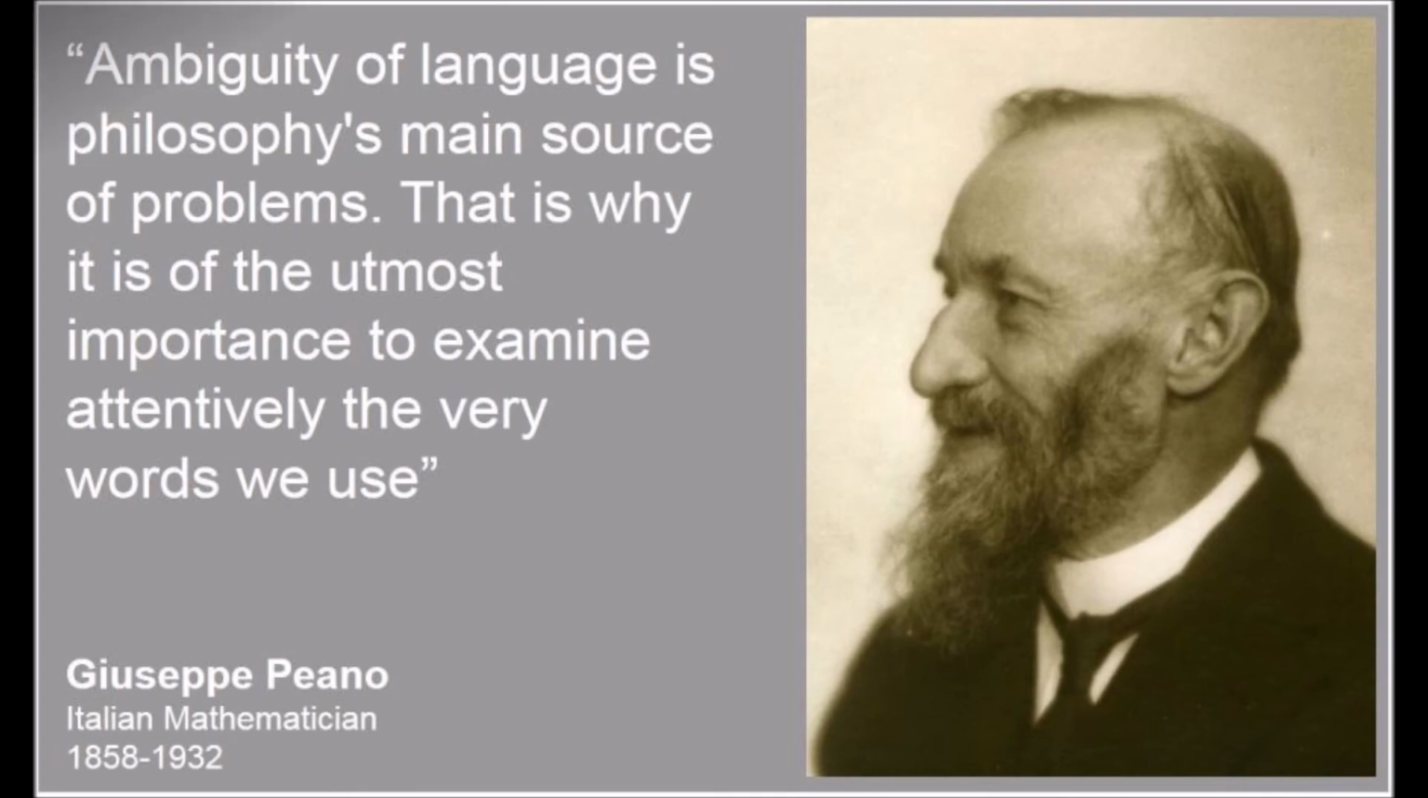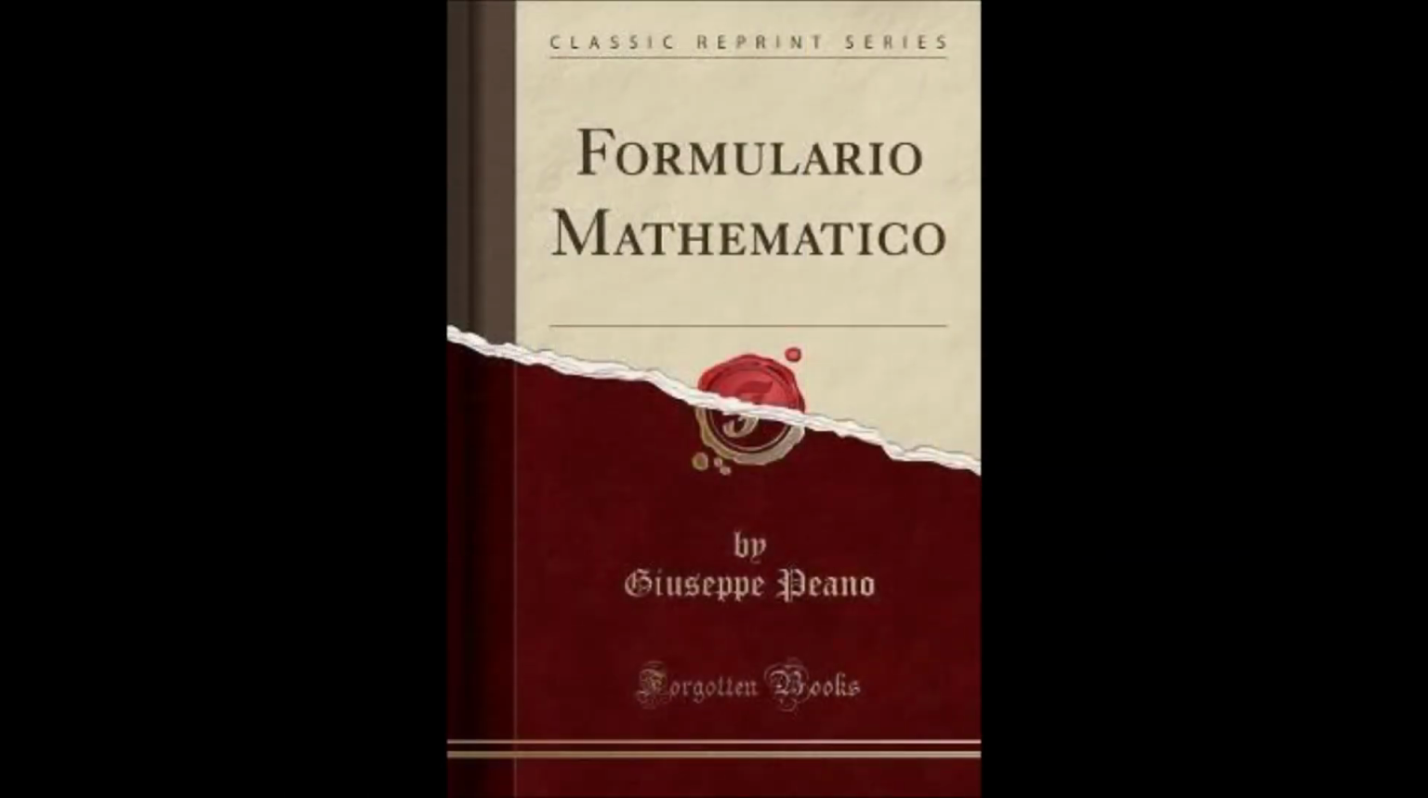2. Wikipedia writes, in 1891, Peano started the Formulario project. It was to be an encyclopedia of mathematics, containing all known formulae and theorems of mathematical science, using a standard notation invented by Peano.